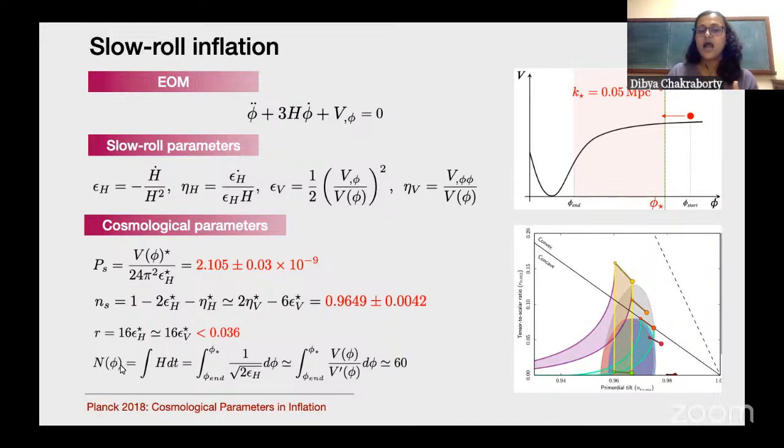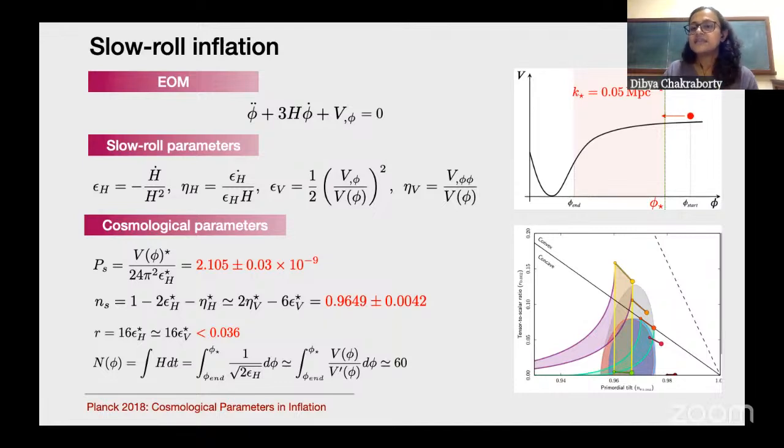This tells you how much acceleration you need and how long you need it to solve the horizon problem. Remember, I was telling you that I have to stretch the light cone. So you can explicitly calculate how much you need to stretch the light cone. Anyway, and this phi star is the pivot scale.